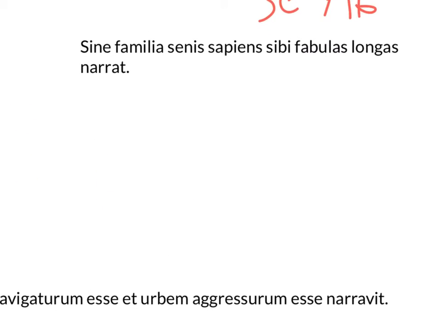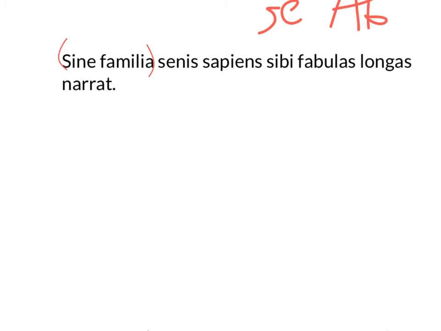This example over here, sine familia, senex sapiens, sibi. There's our reflexive. Fabulas longas narrat. All right, so without a family, the wise old man, narrat, he tells, direct object, long stories. Sibi here is dative, so to himself. It's kind of a sad sentence. But you get all of the normal dative stuff. You have a telling verb, it means to. You just have to put himself in there. So without a family, the wise old man tells long stories to himself.